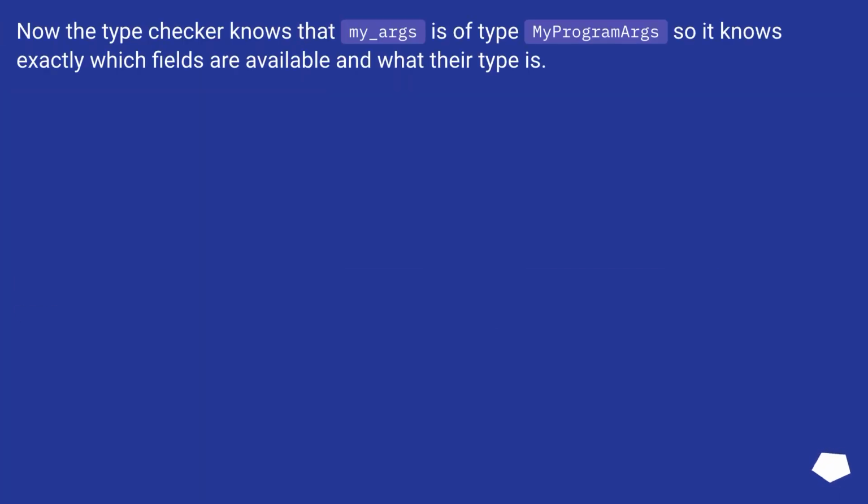Now the type checker knows that my_args is of type MyProgramArgs, so it knows exactly which fields are available and what their types are.